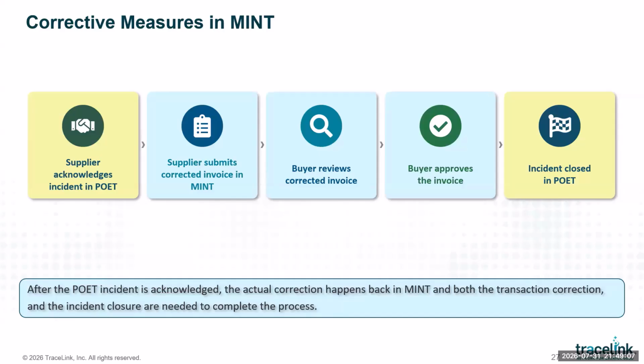The supplier acknowledges the incident in Poet. The supplier submits a corrected invoice in Mint. The buyer reviews that corrected invoice. The buyer approves it, and then the incident is closed in Poet.